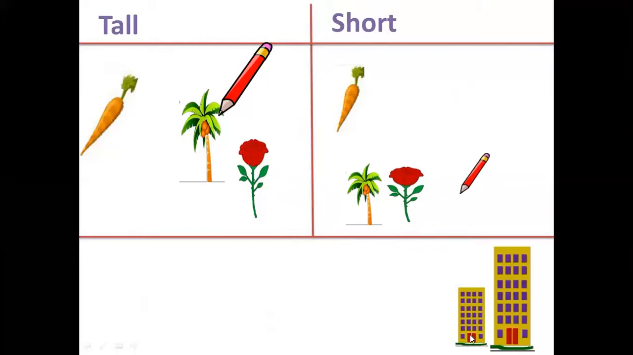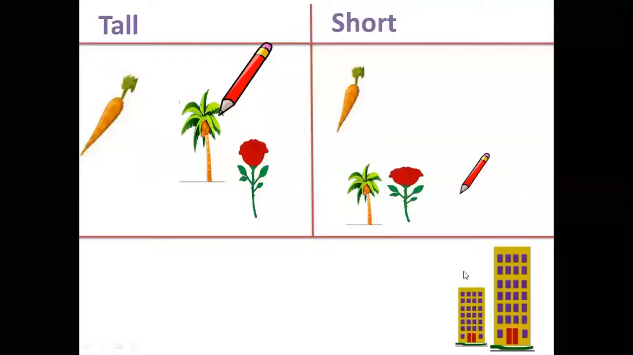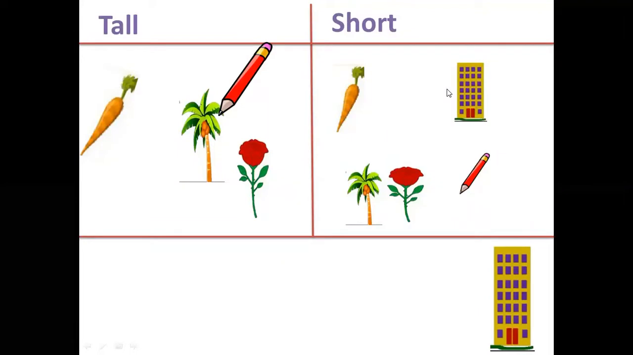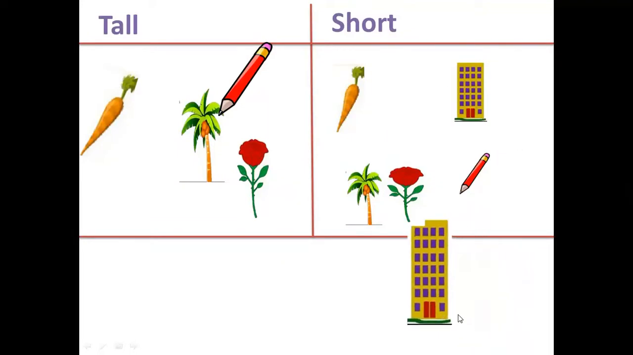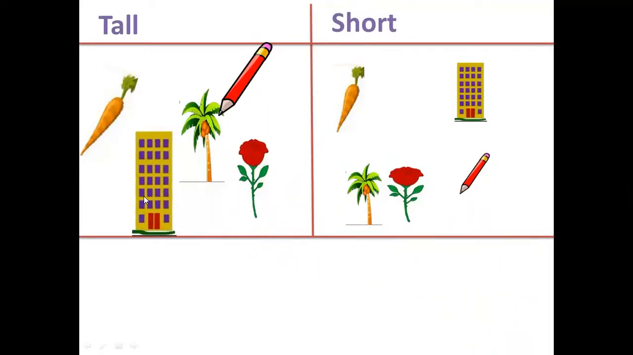Now again there are two buildings, same building, but their height is different, and we are comparing their height to find out which one is taller and which one is smaller. Understood? The first one is shorter, so it will come in the short column, and the next one is taller, it will come in the tall column.